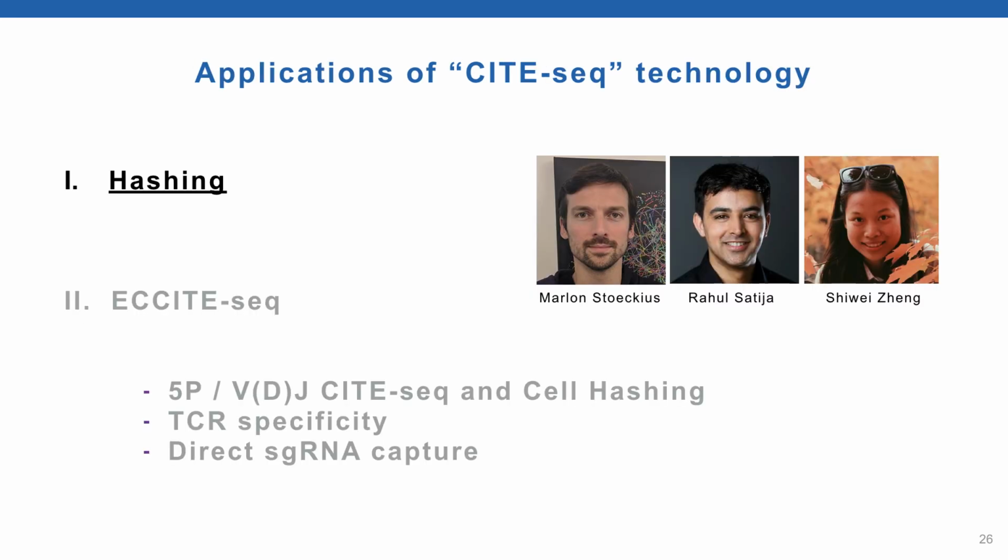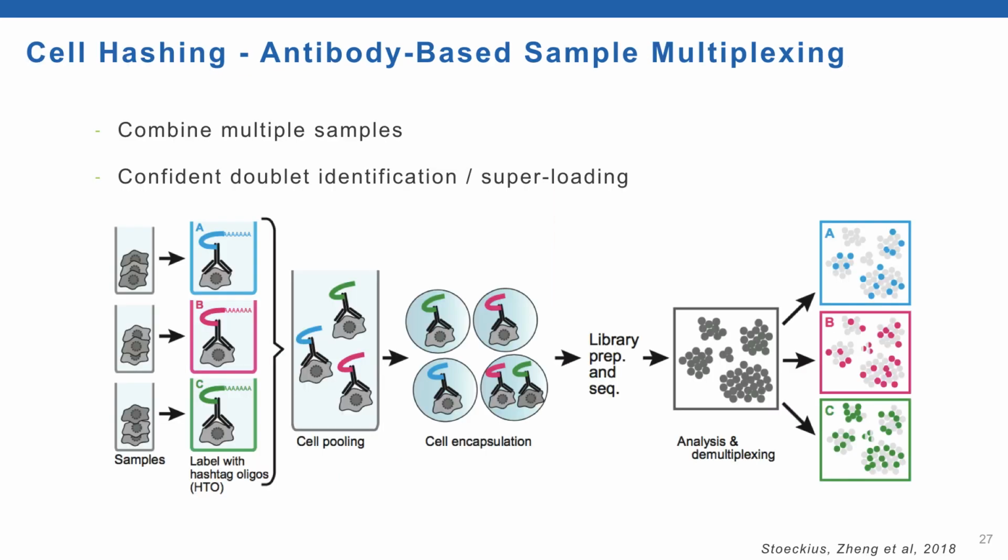So firstly, I'm going to speak about hashing. This is work that was led by Marlon from my group and Shuei from Rahul's group. And it's a way that we can do antibody-based sample multiplexing. This work was really inspired by a nice paper from Jimmy Yee's group a couple of years ago, where they used genetically distinct donors and multiplexed them together in the same 10x experiment, and then used expressed SNPs, so variation that existed between the different samples, to demultiplex the cells and figure out which cell came from which patient.